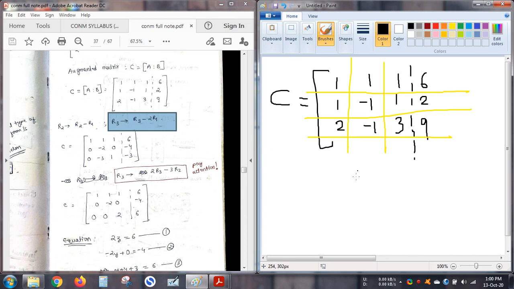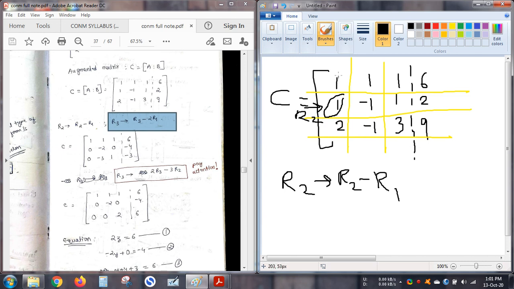Now what is my target? I want to make this 0, this 0, this 0. So let's start with this. I want to make it 0. If I want to make it 0, what can I subtract? I can subtract the first value. So R2 minus R1. What will happen is that the entire first row will be subtracted from the entire second row.